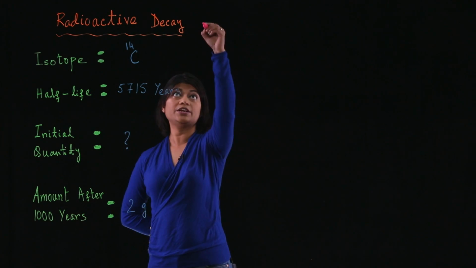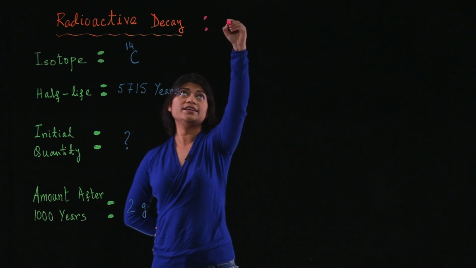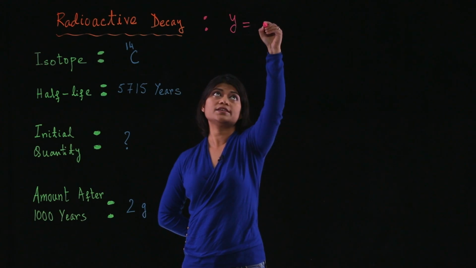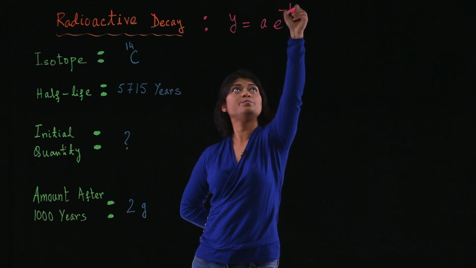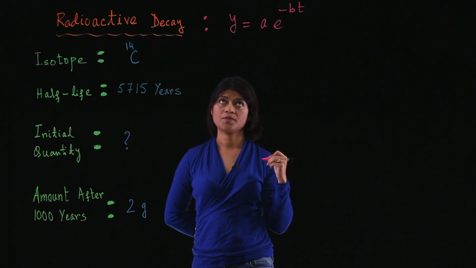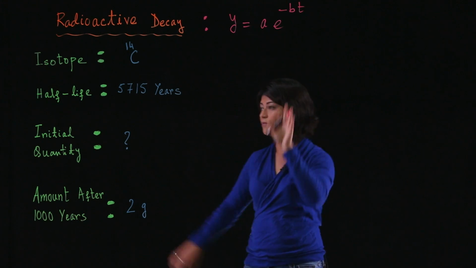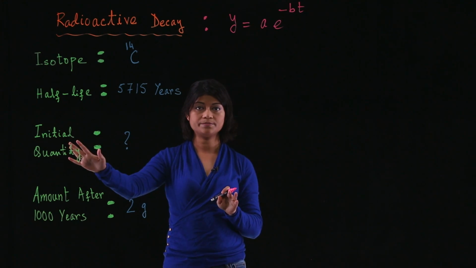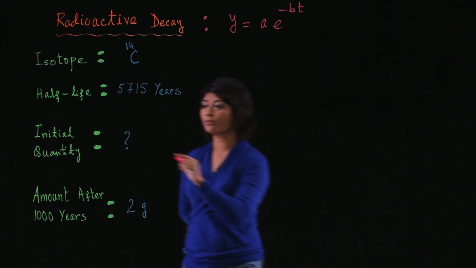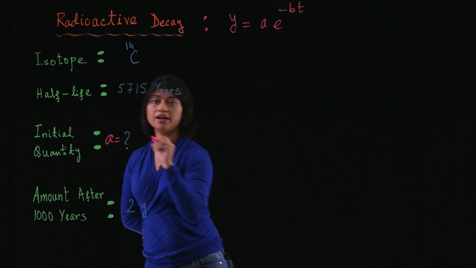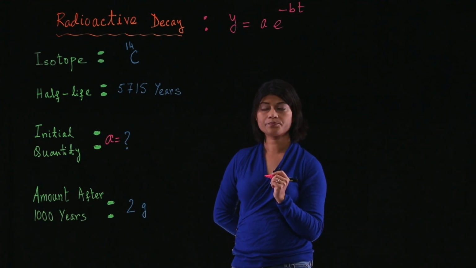So what is a radioactive decay model? It is y equals a times e to the power negative bt. So using this model, we have to figure out the initial quantity. Now note that the initial quantity is that variable a. So we are trying to find what is a.